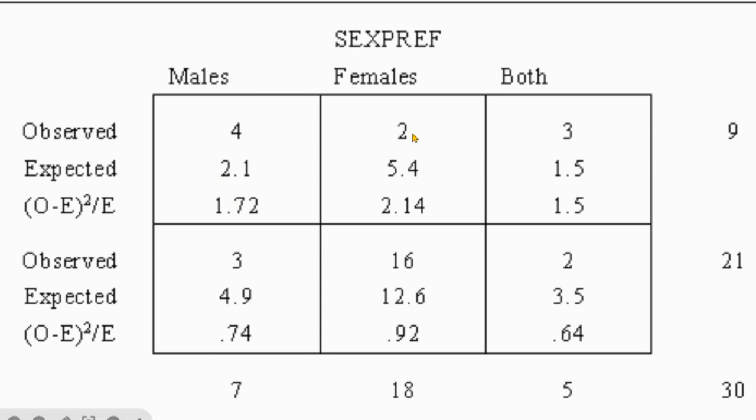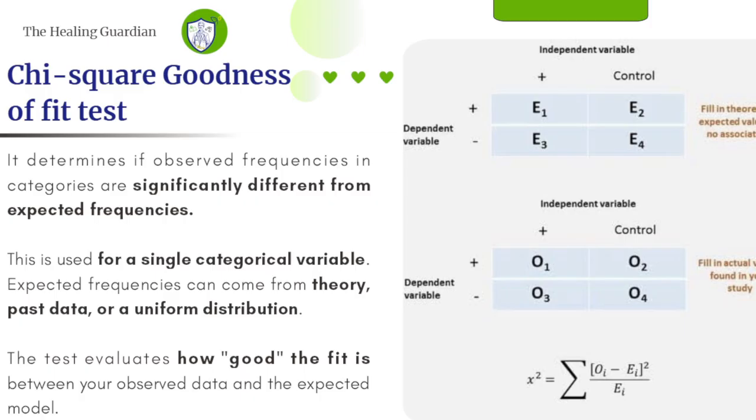Then I get 2 minus 5.4. The answer I get, I square it, divide by 18, and I get 2.14. So I do it for all the cells here. Then I add 1.72 plus 2.14 plus 0.74 plus 0.92, and I get the chi-square statistic. Then I use it to get the p-value.